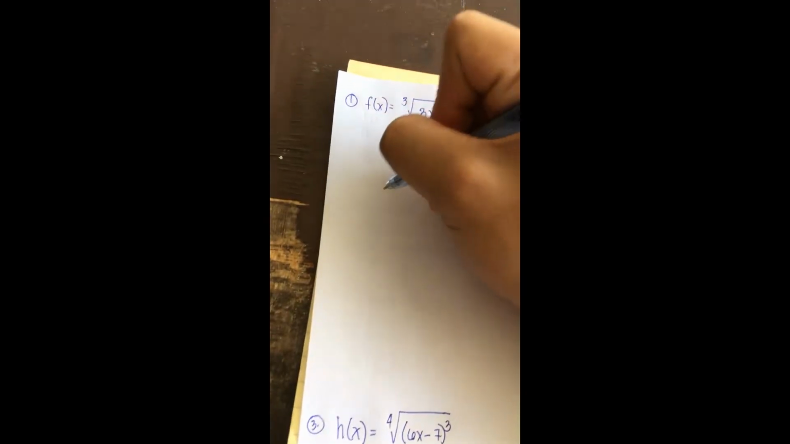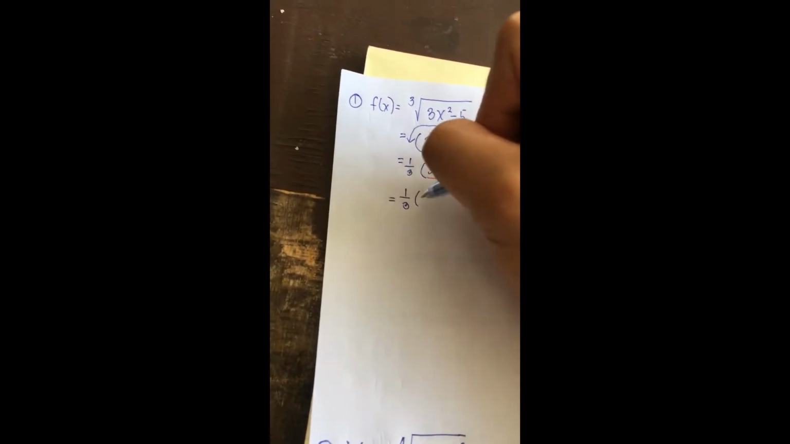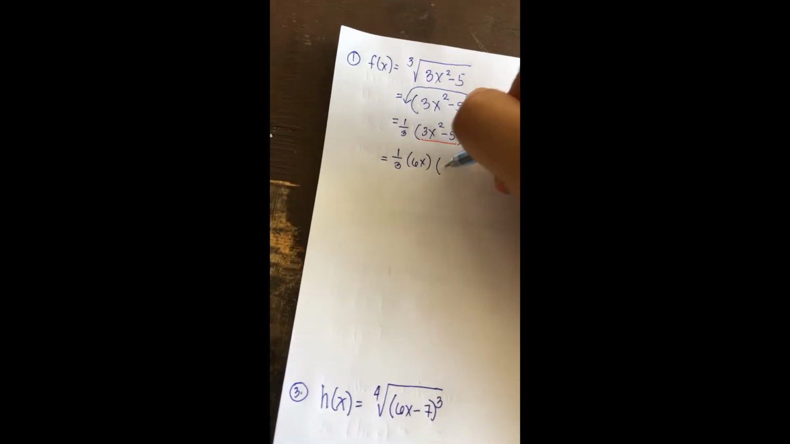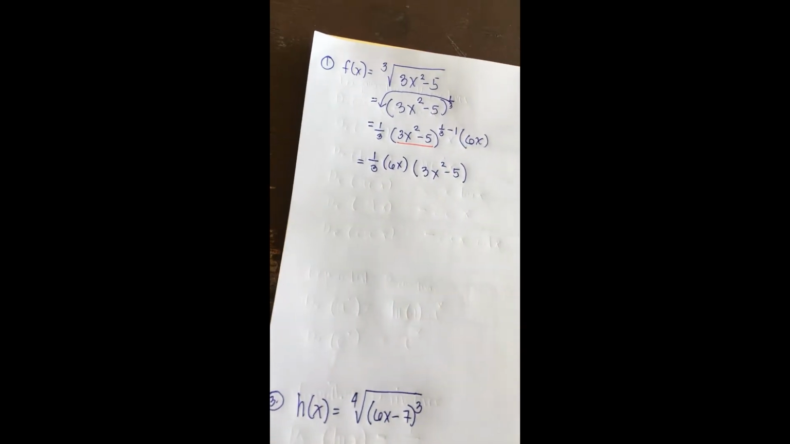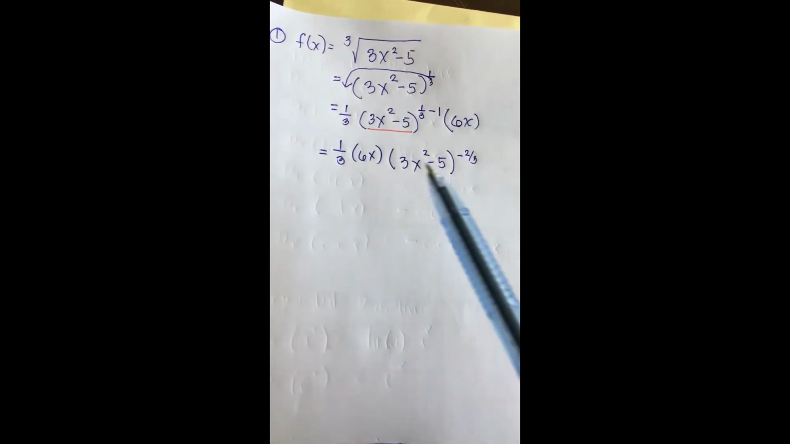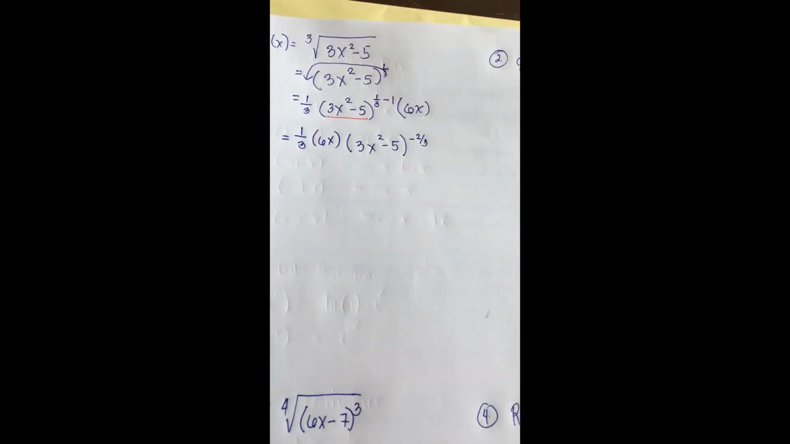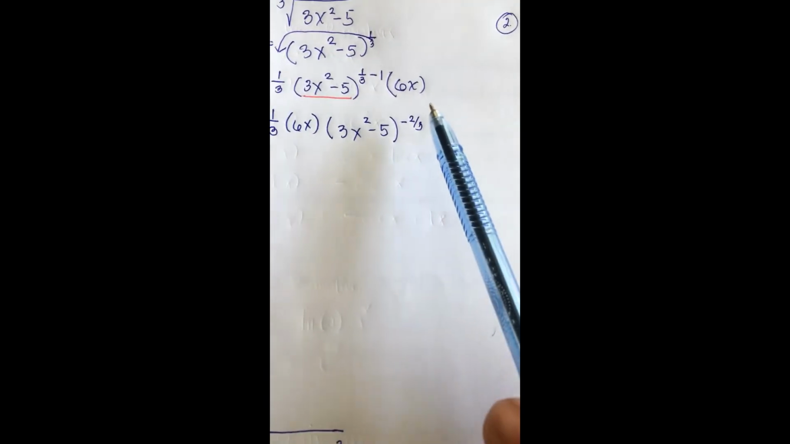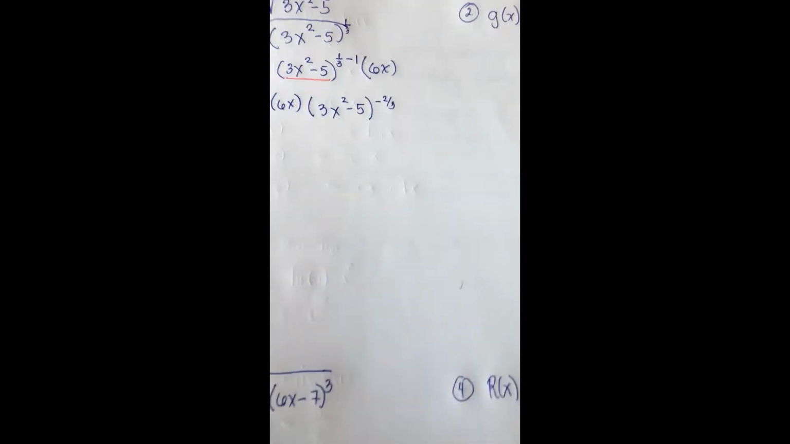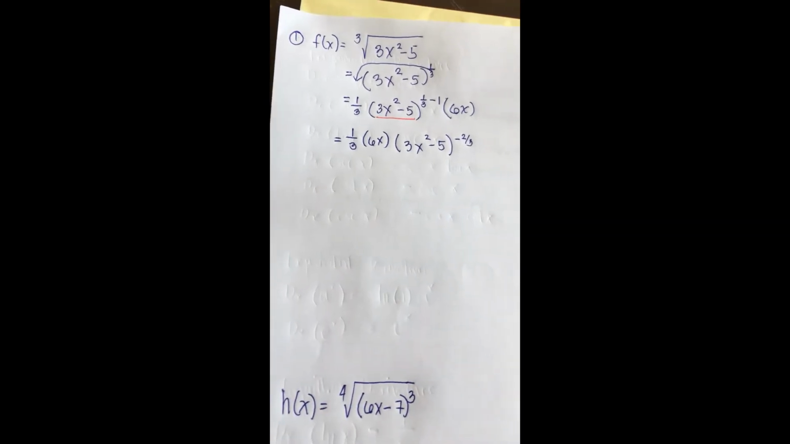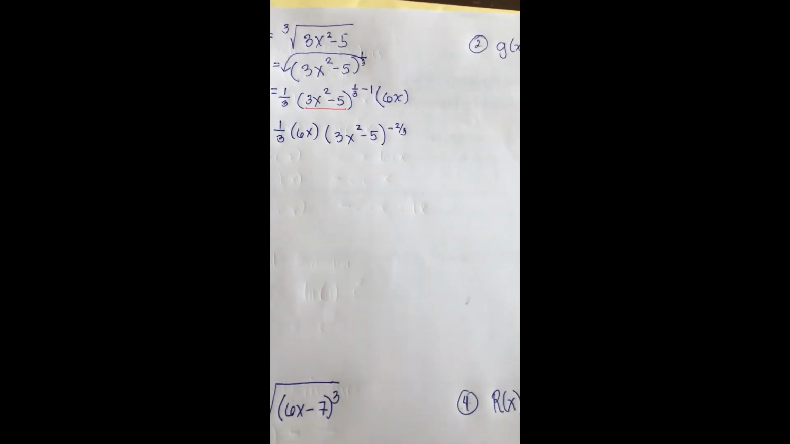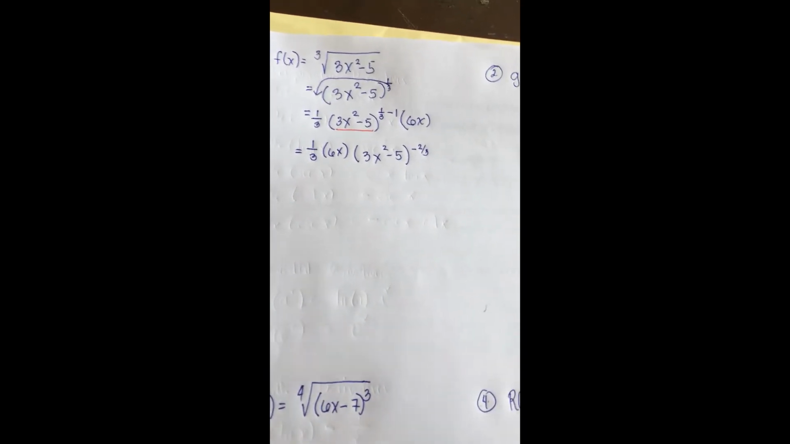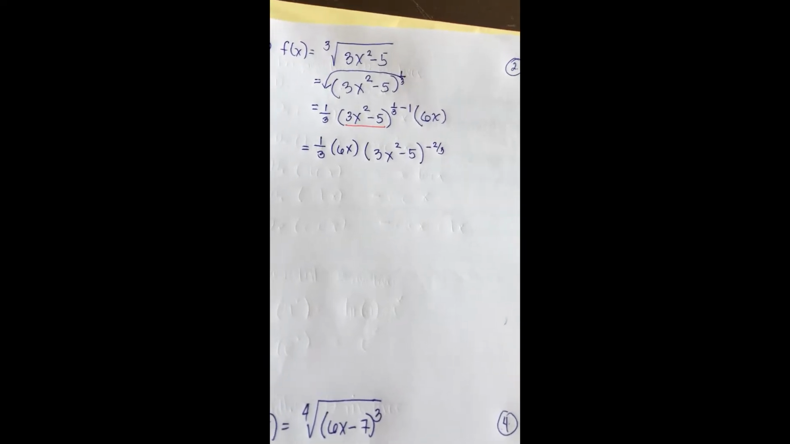You're going to arrange. So 1/3 times 6x times 3x squared minus 5 raised to 1/3 minus 1, which is negative 2/3. Of course, you cannot distribute this one directly. Just like what I've said, it cannot be distributed because there is an exponent of negative 2/3. You only distribute directly if and only if the exponent is 1. When the exponent is 1, you can distribute. When it is not 1, less than 1 or greater than 1, do not distribute.